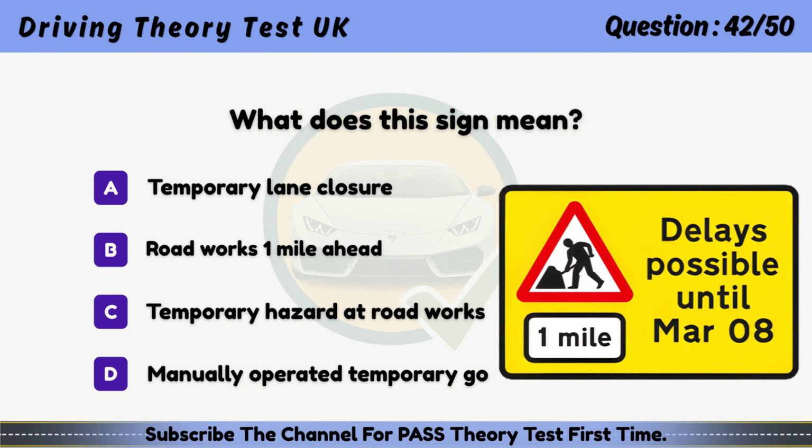Question 42. What does this sign mean? Option A. Temporary lane closure. B. Road works 1 mile ahead. C. Temporary hazard at roadworks. D. Manually operated temporary go.